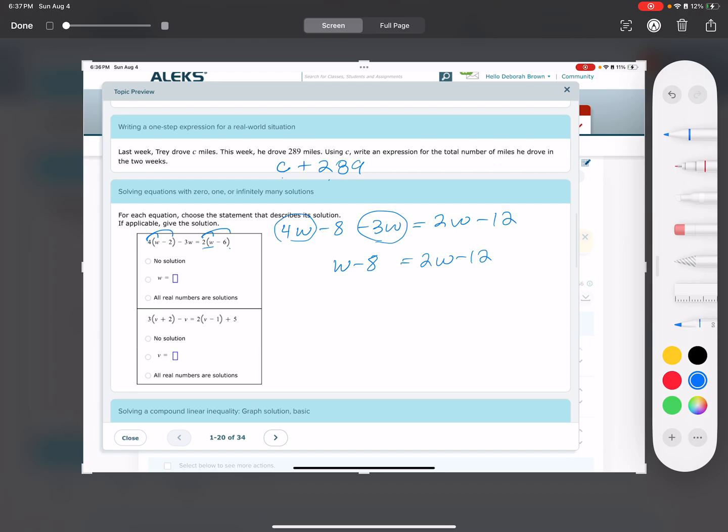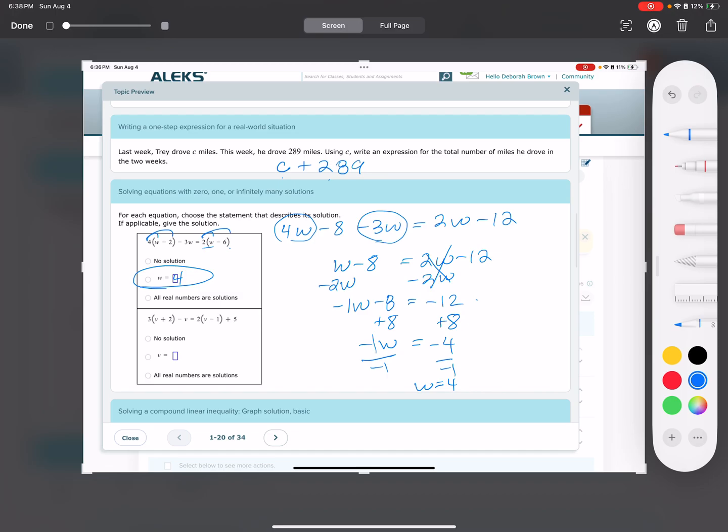Let's go ahead and combine the W's. Let's subtract 2W from this side. So I have negative 1W minus 8 equals, and those cancel, negative 12. Add 8 to both sides, and I get negative W is equal to negative 4, because I have negative 12 and positive 8. Divided by negative 1, I get W is equal to 4. So this would be the solution, and it would be a 4 in there. Okay, that's the top one.